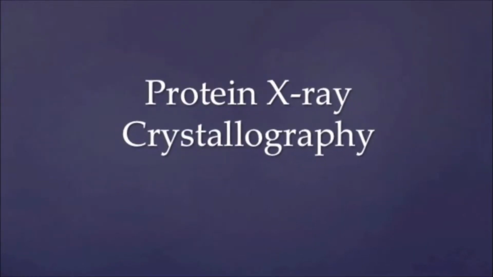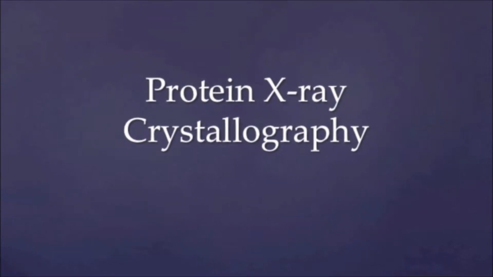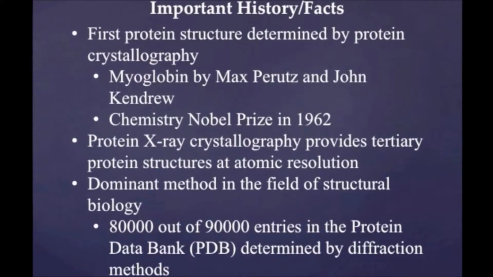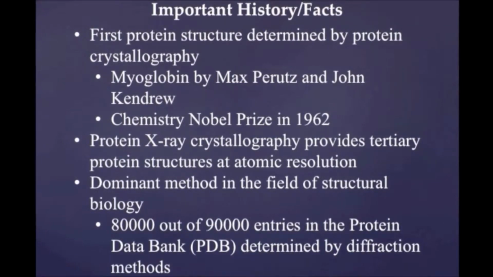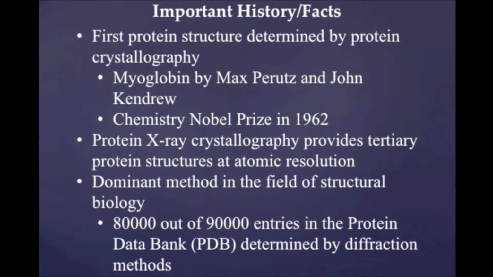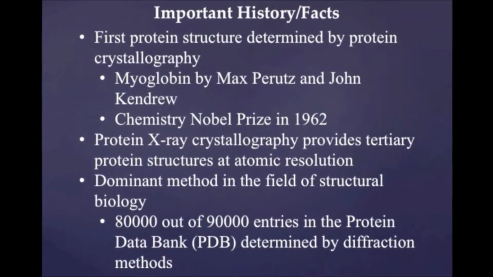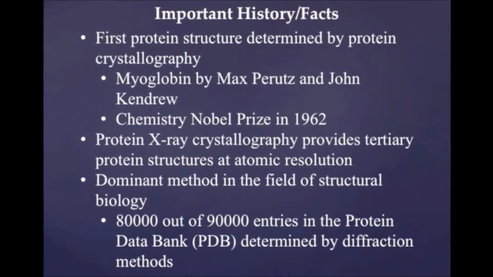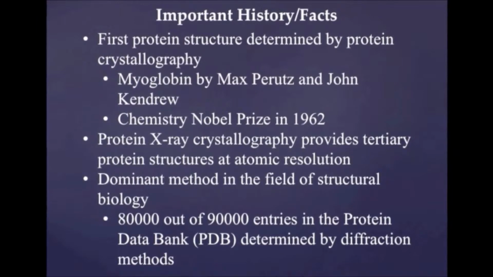One of the uses where X-ray diffraction can be used is to perform protein crystallography in order to visualize the tertiary structure of the molecule. The first protein structure in history was determined by using the technique of protein crystallography. It was determined for the protein myoglobin by the experiment performed by two famous scientists who received a chemistry Nobel Prize for that in 1962.